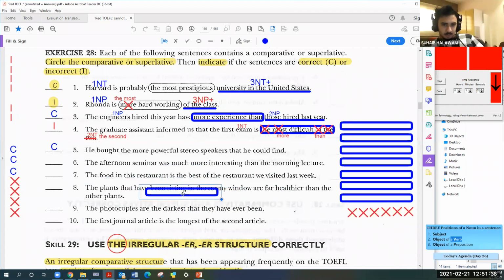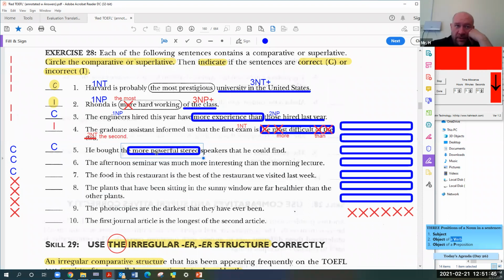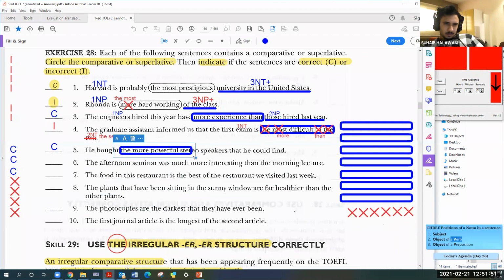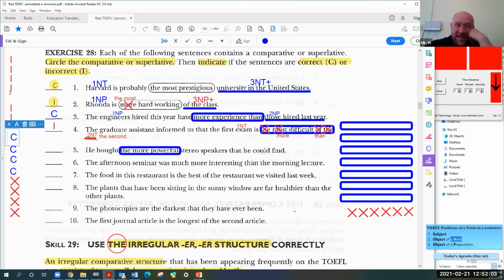Put the circle on more powerful. More powerful. The more powerful. I think it's... Most. You just lost marks in TOEFL, Suhaib. It is incorrect. Should be the most. Why, gentlemen? Why should it be the most?